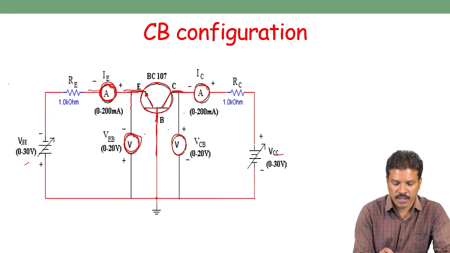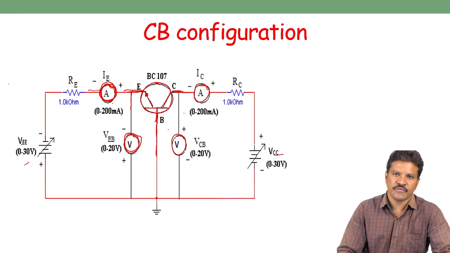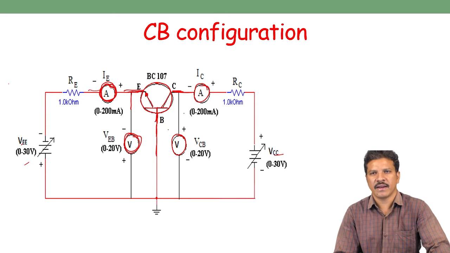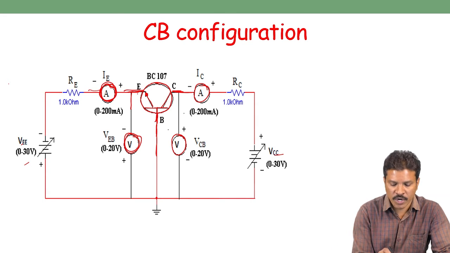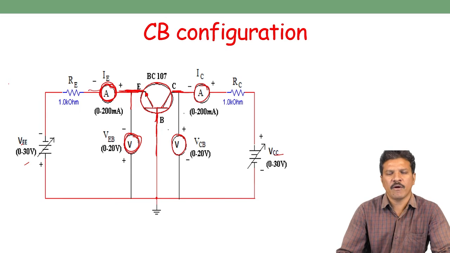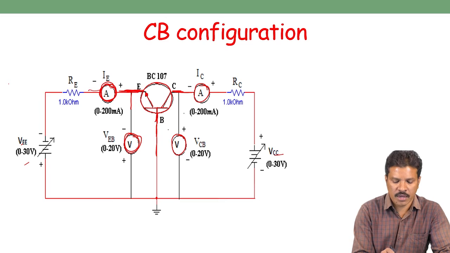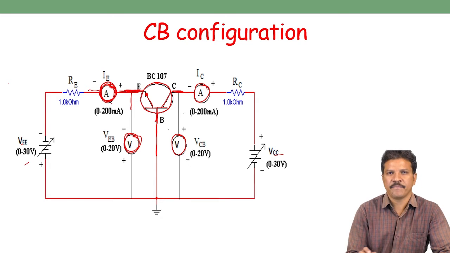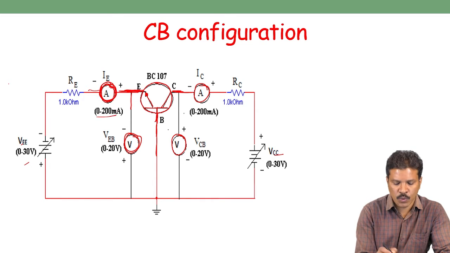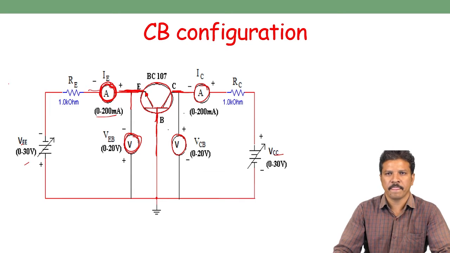Now, what is the range of the voltmeter and ammeter? When we see this input, it is an emitter terminal. The emitter always emits a large number of charge carriers, and emitter current is always measured in milliamperes. So we have to use a milliammeter. The range for the milliammeter is 0 to 200 or 0 to 100. We can use 0 to 200 milliampere here.